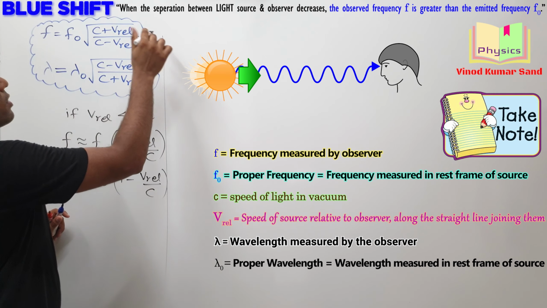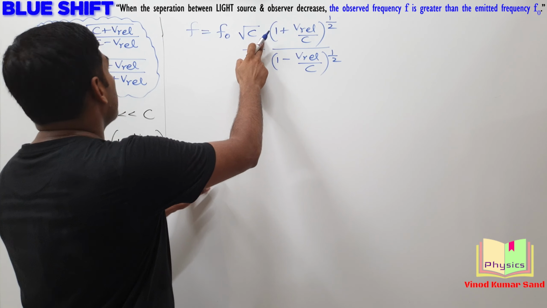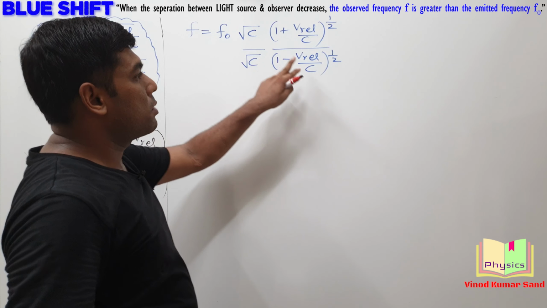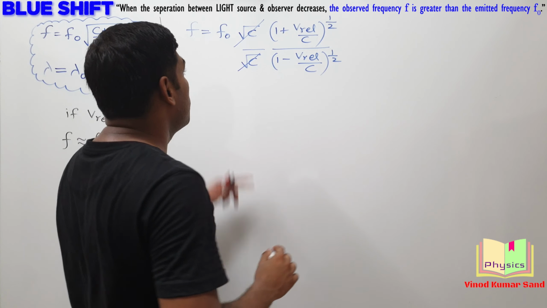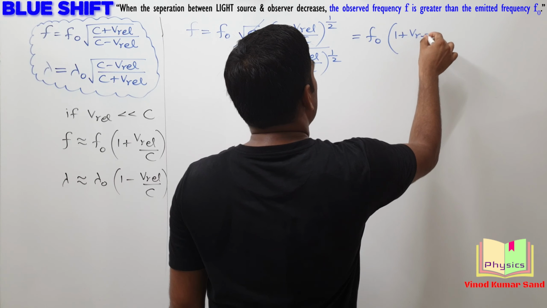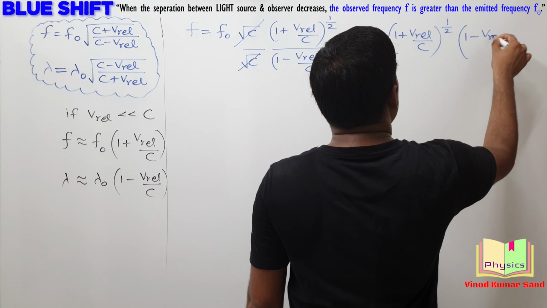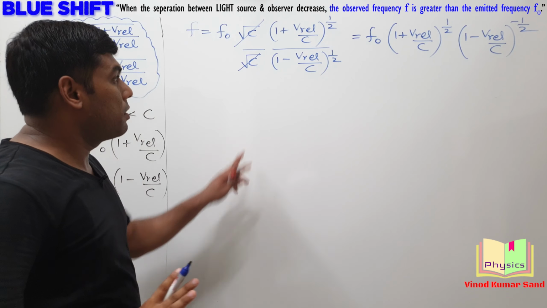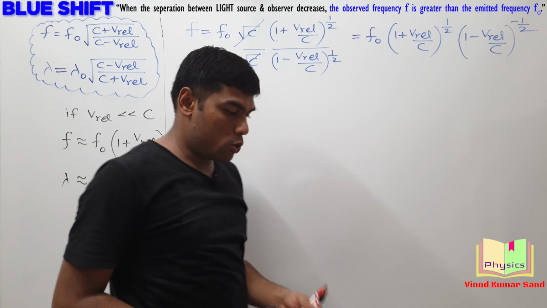Let us rewrite this formula, this one. Here I am taking the c outside of the numerator as well as of the denominator. So the expression will look like this. Do you agree? This is getting cancelled out. So we can simplify this expression. It will be f naught times 1 plus v relative by c to the power 1 by 2 and 1 minus v relative by c to the power minus 1 by 2. I hope you agree with this. This entire bracket has been shifted to the numerator, so the power becomes minus 1 by 2.